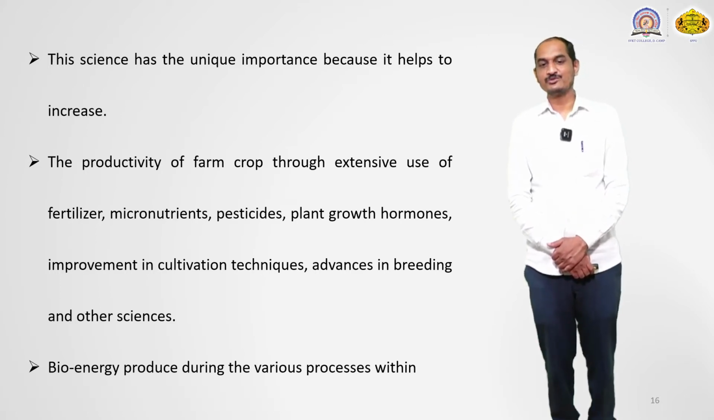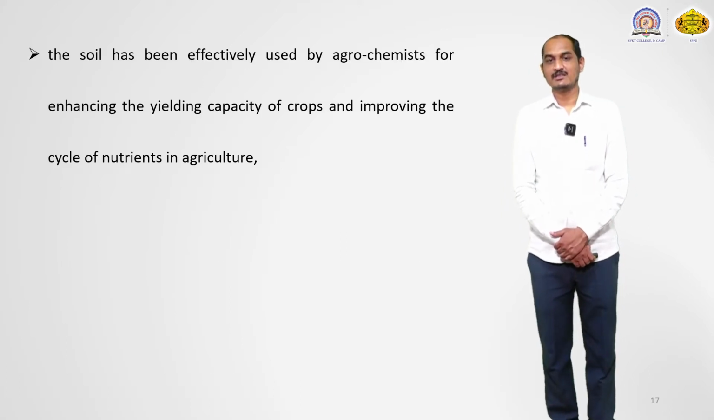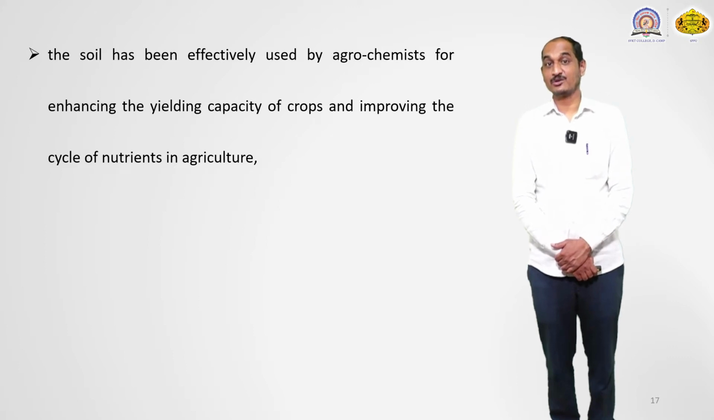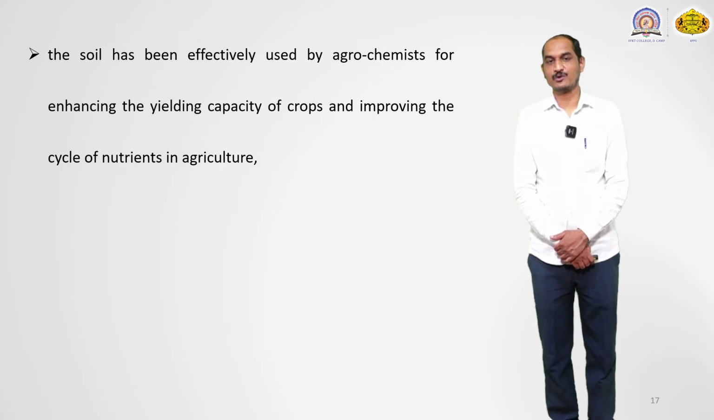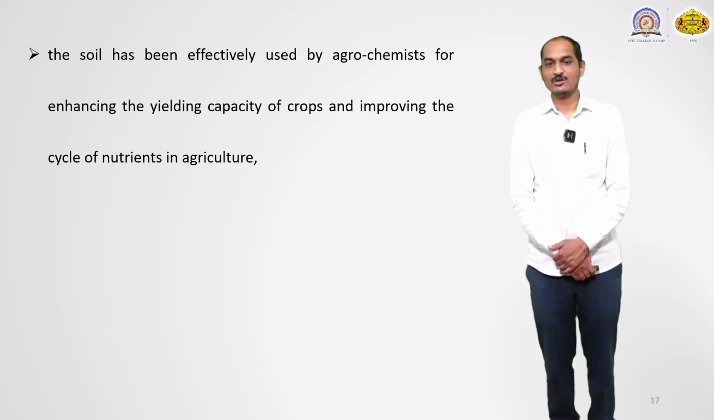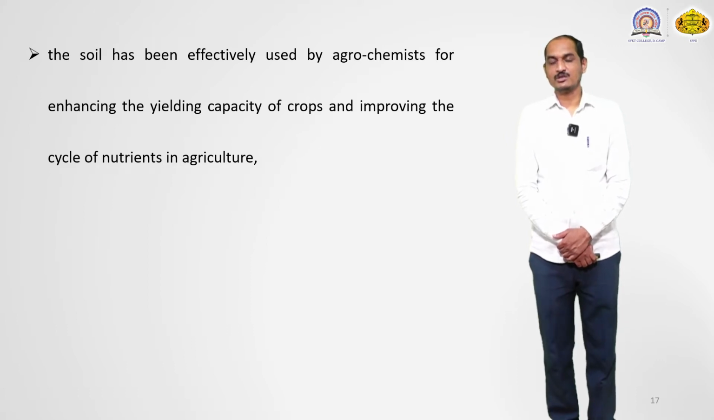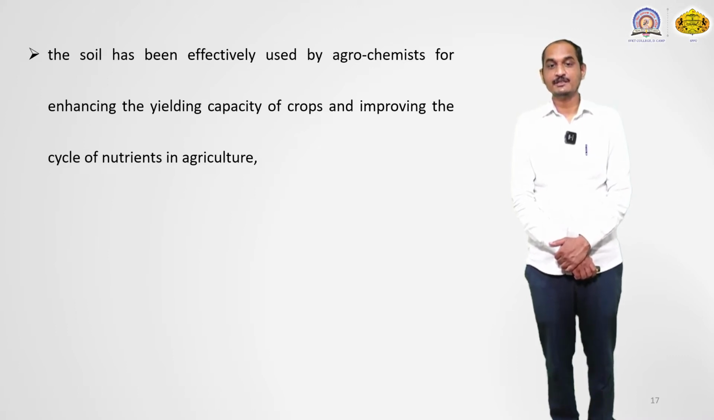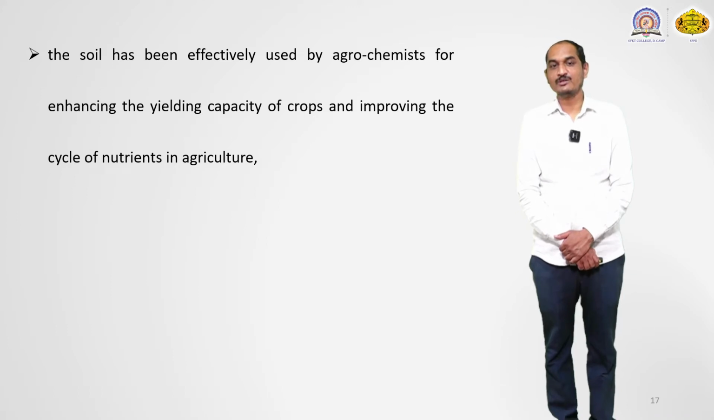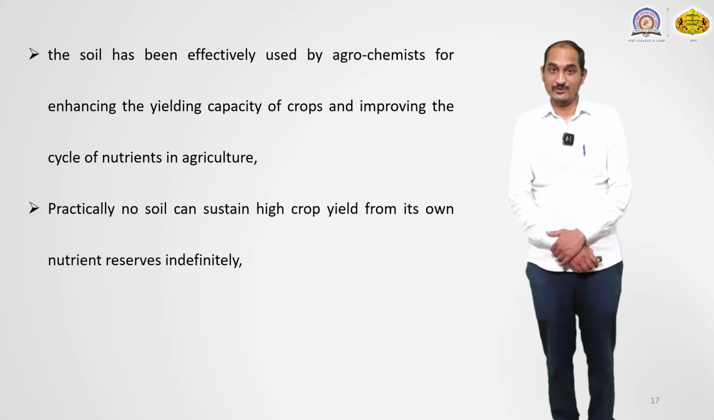So bioenergy produced during the various processes within the soil has been effectively used by the agrochemist, and that is used for enhancing the yielding capacity of crops and improving the cycle of nutrients in agriculture. This is the most important way to increase the capacity of crops and to improve the cycle of nutrients in agriculture by using biofuels.